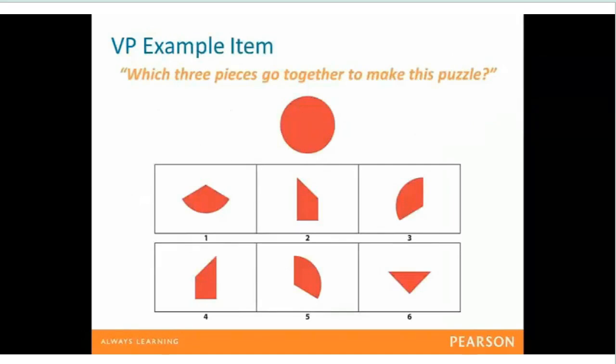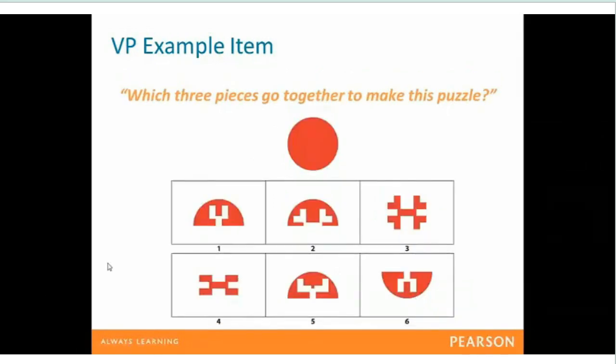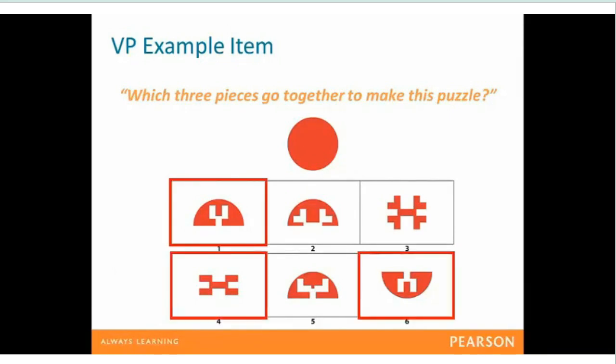Here are some other examples. Which 3 pieces go together to make this puzzle? The correct answer here is 1, 3, and 5. And which 3 pieces go together to make this puzzle? The correct answer here would be 1, 5, and 6. And which 3 pieces go together to make this puzzle? Remember, you have to turn and rotate to make things fit. The correct answer on this one is 1, 4, which is rotated, that fits between 1 and 6.